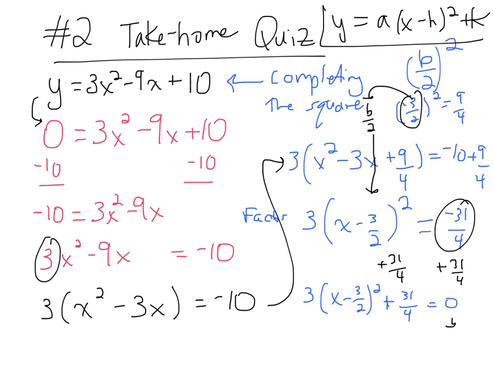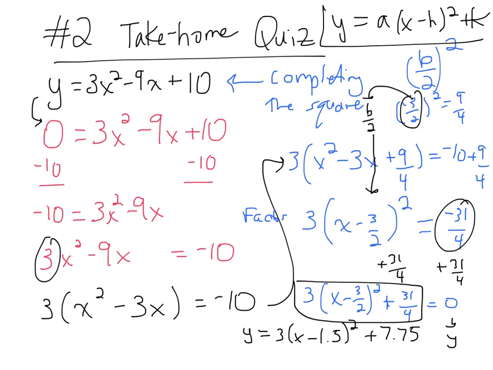This will become our y. In other words, we'll be allowed to write our final quadratic function, which is y equals, and then all this stuff. That will be the vertex form. 3 times, let's convert it to a decimal now, because it's a little easier to plot that on a graph. 1.5 squared plus 7.75. And that is an example of how to turn your own standard form equation into vertex form.